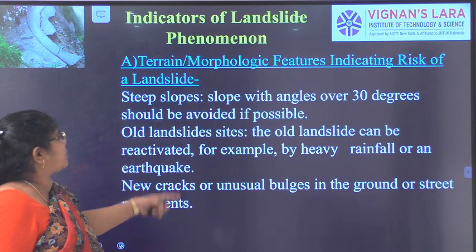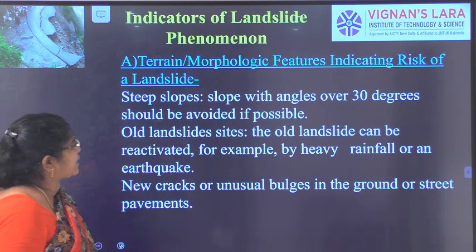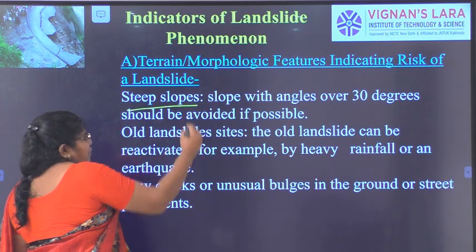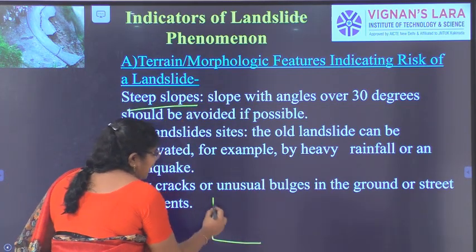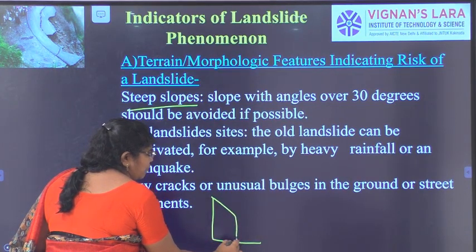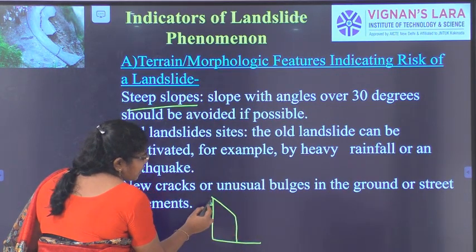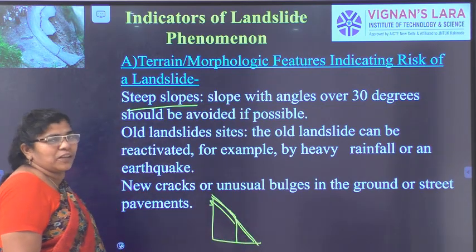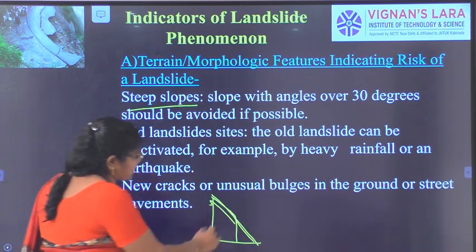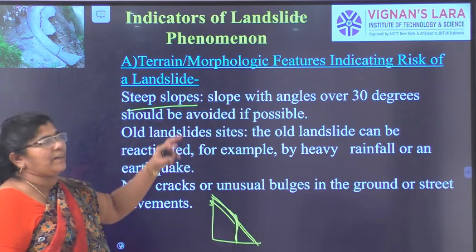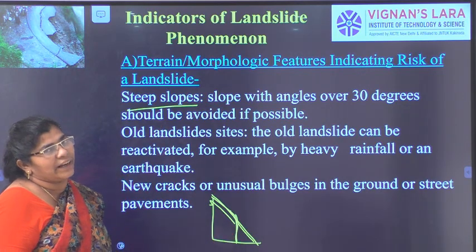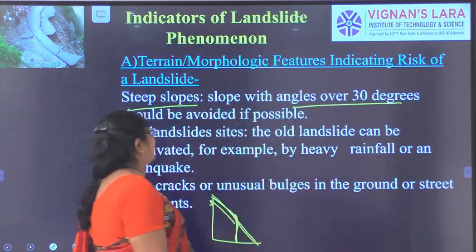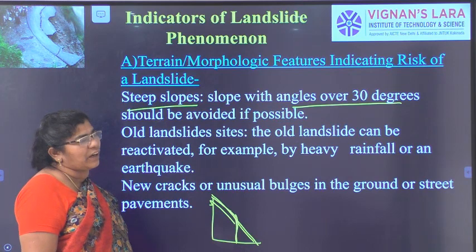The steep slope terrain has morphological features indicating the risk of a landslide. The first one is a steep slope. Wherever there is a hill with a steep slope like this, the mass will go down and make a shallow slope. A steep slope is an indication that there will be a landslide. Angles over 30 degrees have to be avoided to prevent landslides.